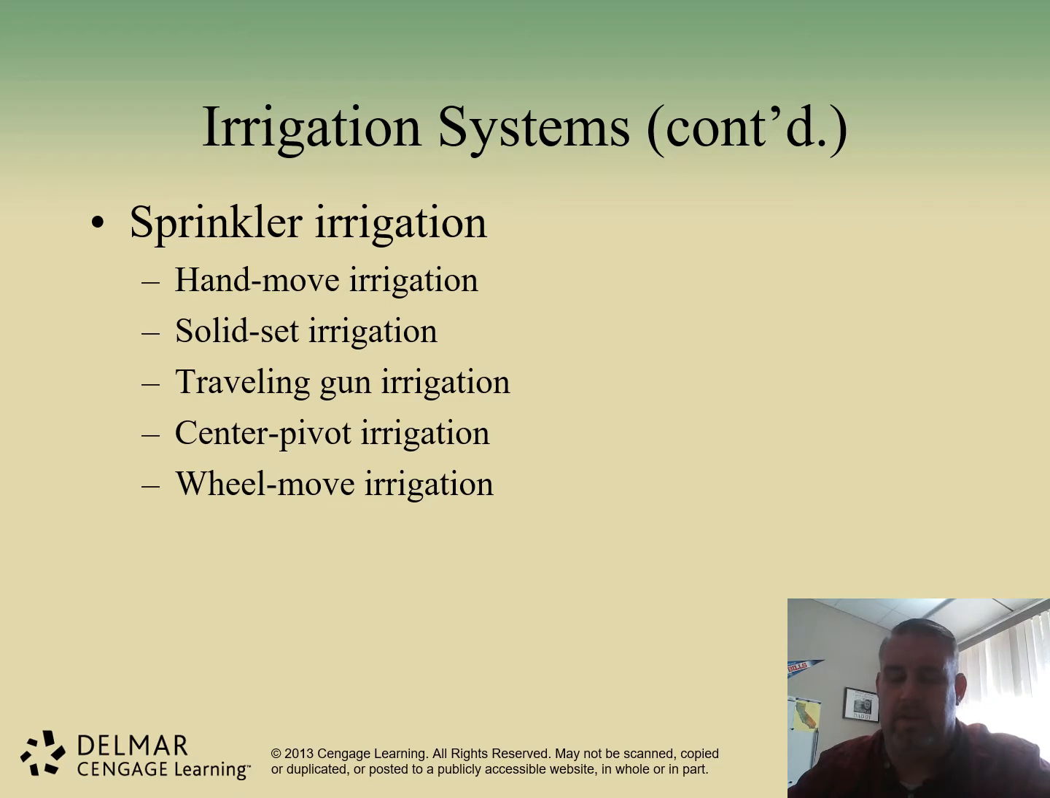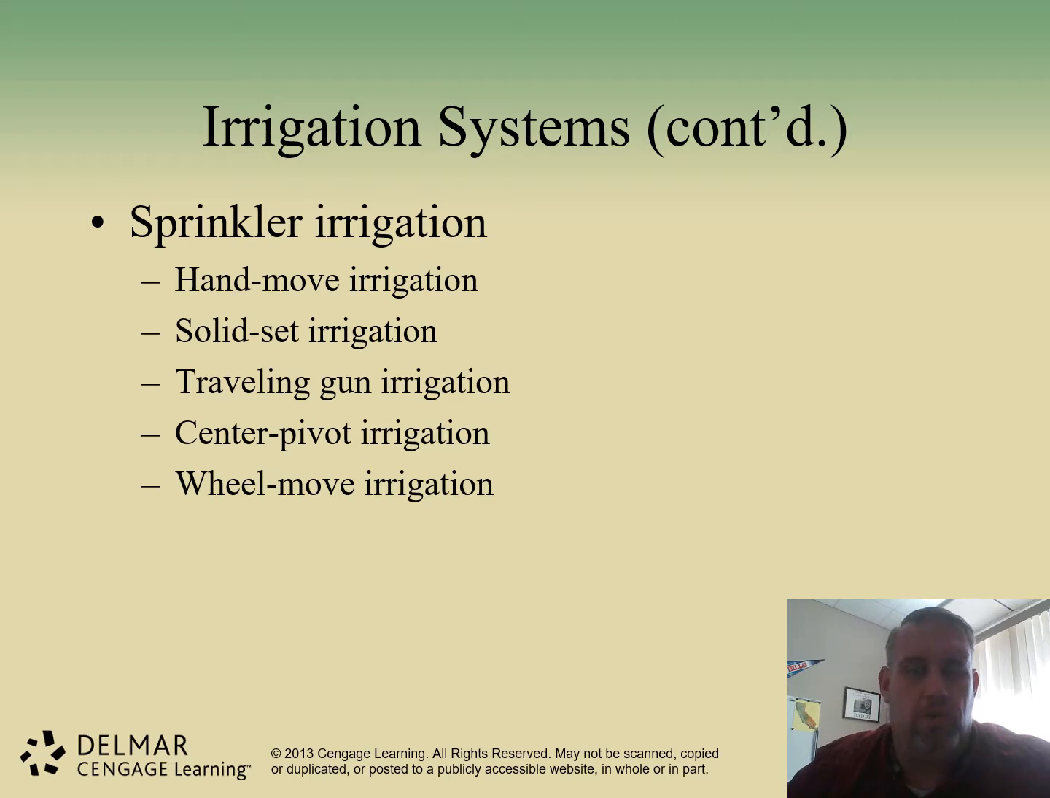And then wheel move basically looks like a big wagon wheel is attached to a sprinkler pipe, and you have sprinklers that will move, and these are sort of hand moved again. They can be wheeled. There can be a motor that drives them. There's various applications for this.